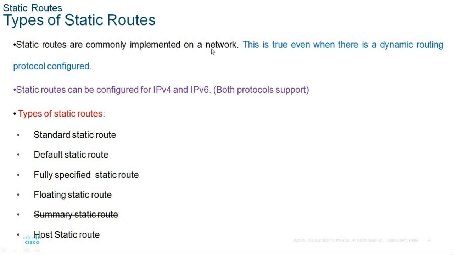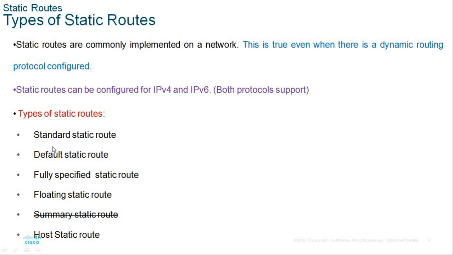Static routes are commonly implemented on a network. This is true even when a dynamic routing protocol is configured. For example, in my network I am using a dynamic routing protocol. It doesn't mean I don't want to use static routes. No, you can use a dynamic routing protocol in combination with static routes also. Static routes can be configured for both IPv4 and IPv6, and static routing supports both protocols. Next one is what are the different types of static routes.